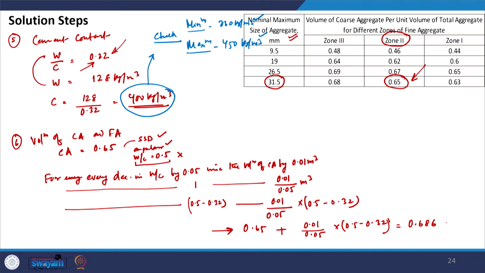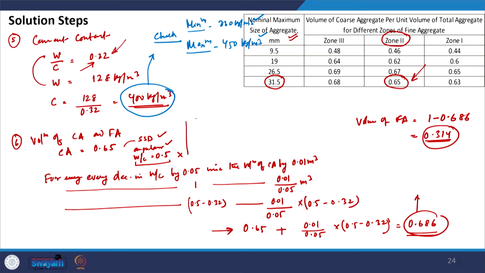So, 0.686 means 68.6% by volume of the total aggregate will be coarse aggregate, and therefore, the volume of fine aggregate is 1 minus 0.686. So, this becomes equal to 0.314, okay, by total volume of the aggregates. So, this is what we got, let us note it down. So, here we have got that the volume of coarse aggregate is equal to 0.686 and volume of fine aggregate is equal to 0.314.